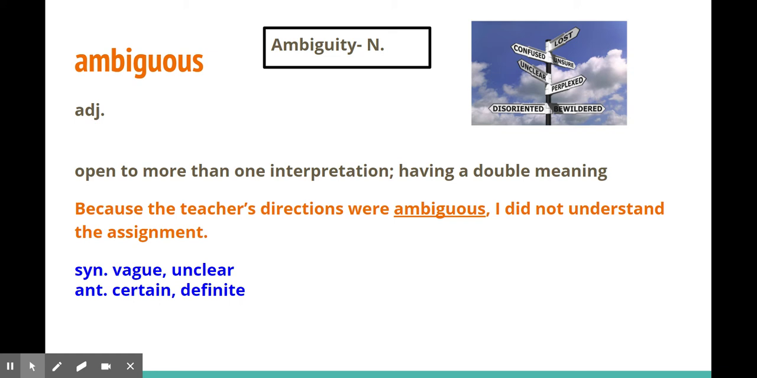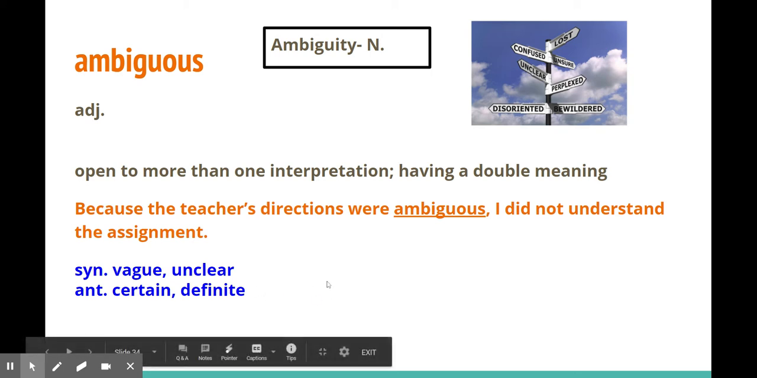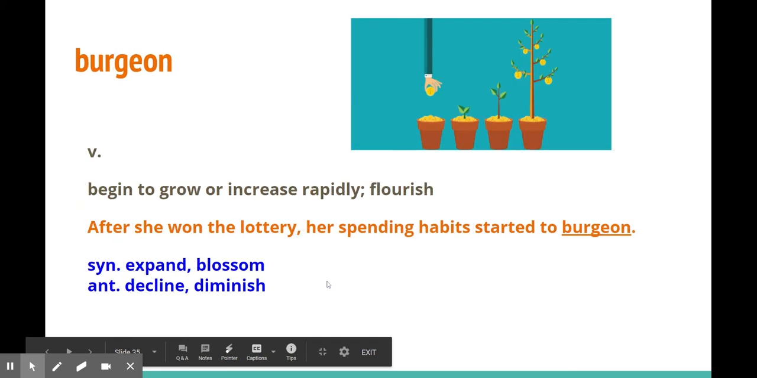Because the teacher's directions were ambiguous, I did not understand the assignment. So think about that word as unclear or vague. Antonyms, certain or definite. Ambiguous.